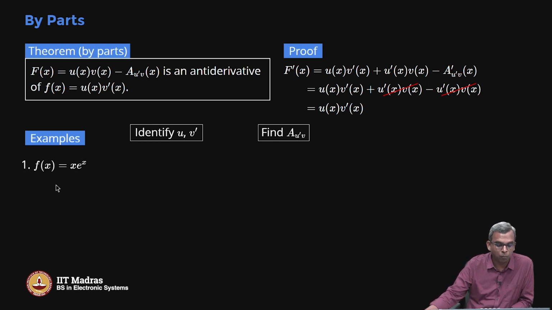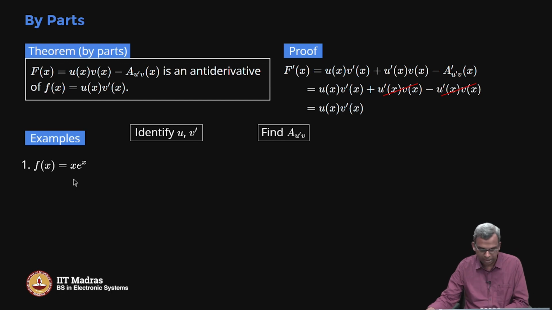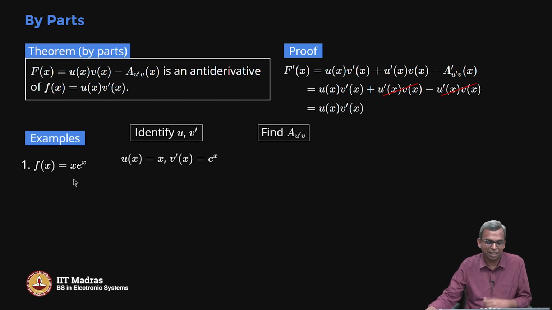So here's a product form, x times e power x, okay. I don't know immediately the antiderivative of this. I know the antiderivative of e power x, I know the antiderivative of x separately, but if I multiply them, I don't know the antiderivative immediately. But let's try and see if we can identify u and v prime. What should you identify as u? What should you identify as v prime? Okay. You can try both, but I'm going to give you the answer directly.